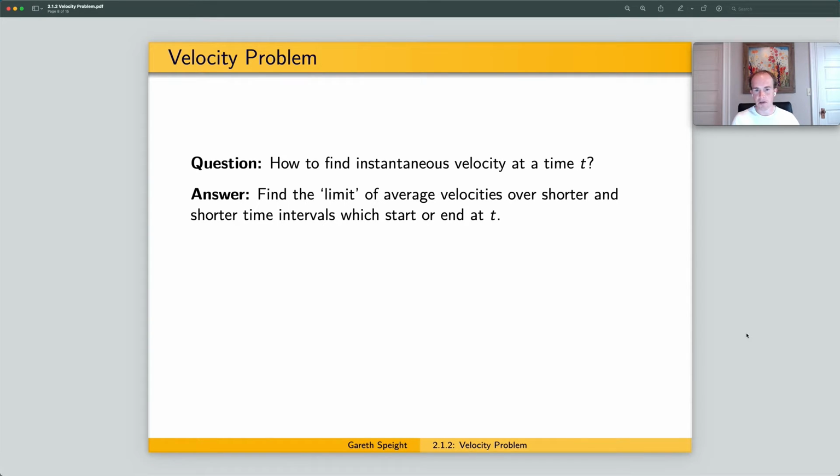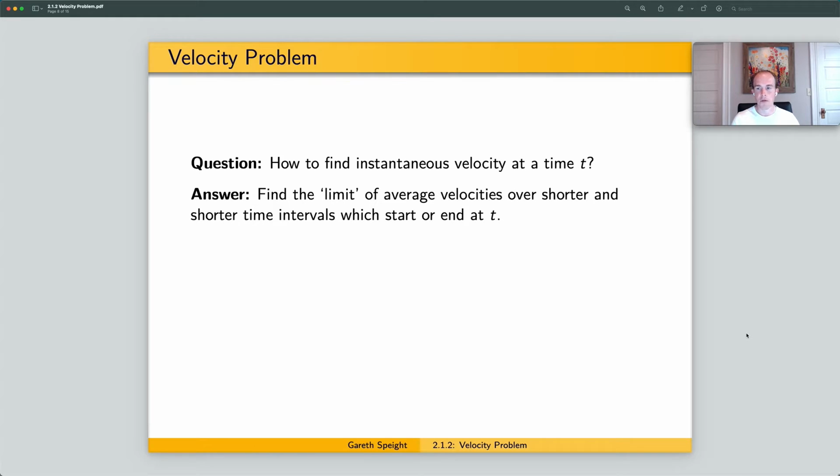So in general, the smaller the chunks you break it up into, the closer the average velocity is going to be to your true velocity at a given moment in time. So if we really want to find the true instantaneous velocity, we should look at the pattern of average velocities over shorter and shorter intervals.